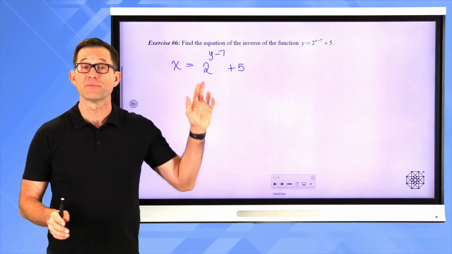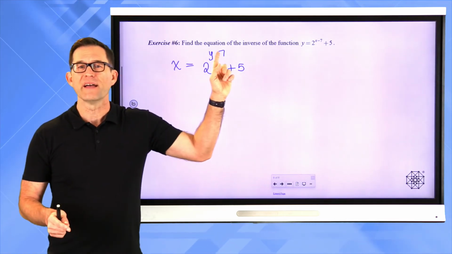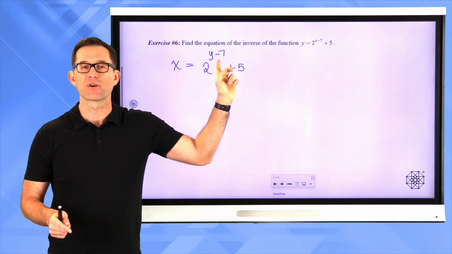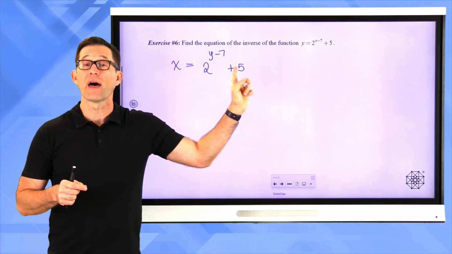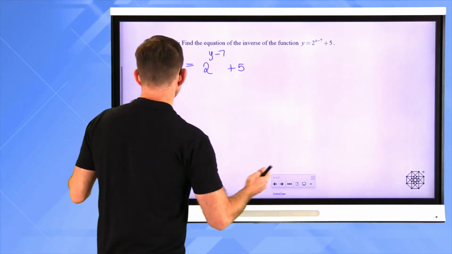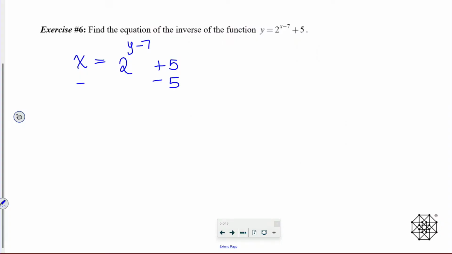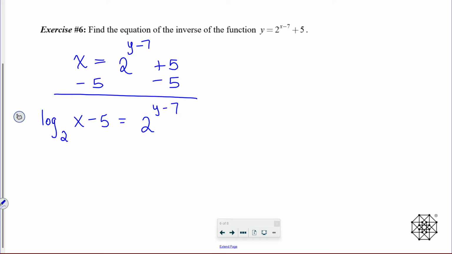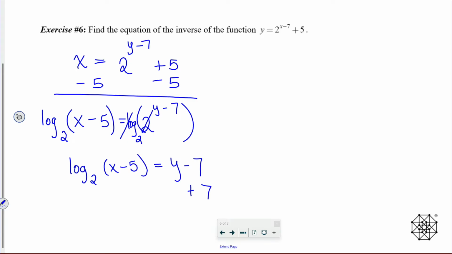Awesome. Well, keep in mind, if I'm solving this for y, let's just go through it. y has had 7 subtracted from it, then the exponentiation occurred, then the addition occurred. So I need to get rid of that by first doing the subtraction, then doing the logarithm, and then doing the addition. I'll subtract 5 from both sides, and that will give me x minus 5 is equal to 2 to the y minus 7. Now I'll do the log base 2 of both sides in order to get rid of the exponentiation. That'll cancel. That'll give me the log base 2 of x minus 5 is equal to y minus 7. And now I can add 7 to both sides.